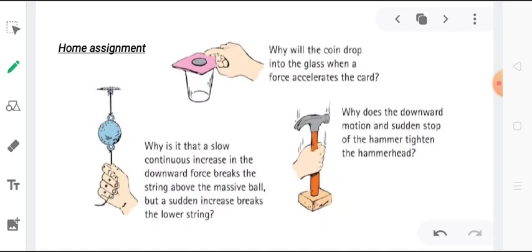like why will the coin drop into the glass when a force accelerates the card? Why is it that a slow continuous increase in the downward force breaks the string above the massive ball, but a sudden increase breaks the lower string? And why does the downward motion and sudden stop of the hammer tighten the hammer head? So these three questions you will answer. Try to analyze and answer these questions very simply by making use of Newton's first law, the law of inertia. You can give an answer to all these questions.